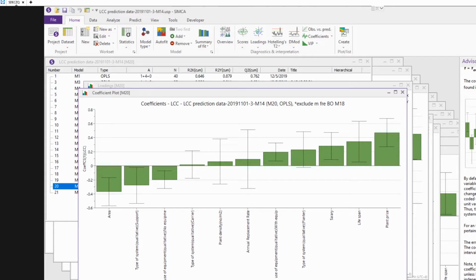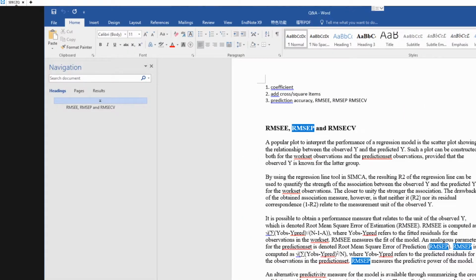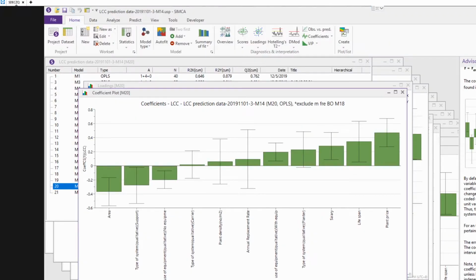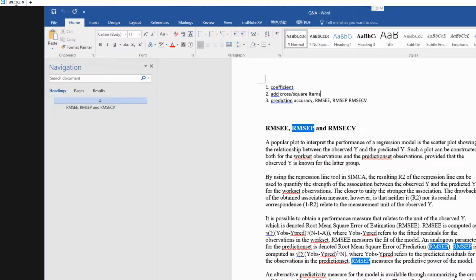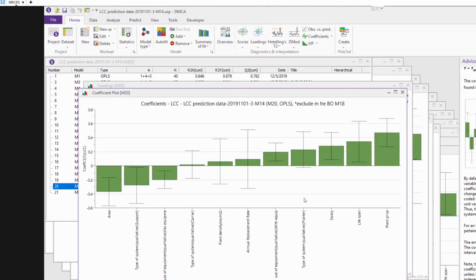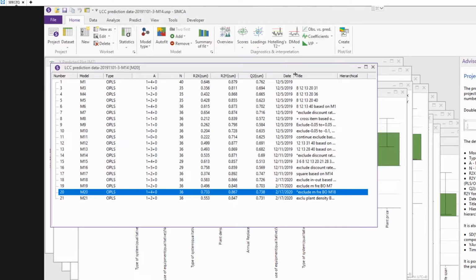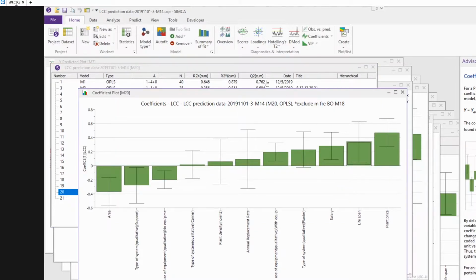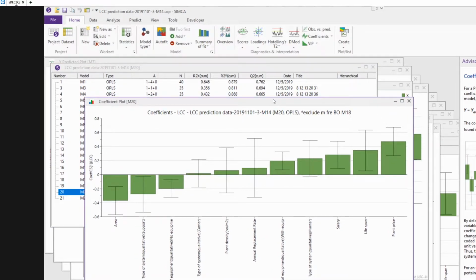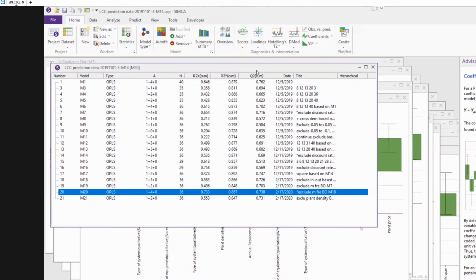Can we move on to the next question? Yep. Okay, so another question is that now we only have the single variables. So what about adding some cross or square items to improve this model? Say that again? You want to add some cross or square items of different x variables? So you want to square the terms and see does that improve it? Or to see if this R squared and Q squared can improve or not.